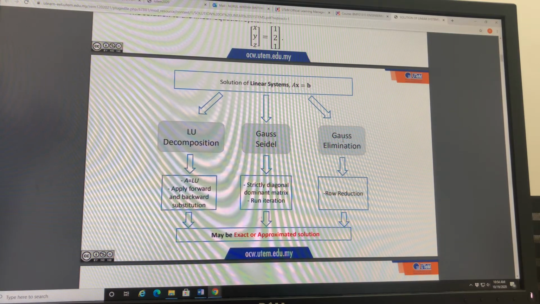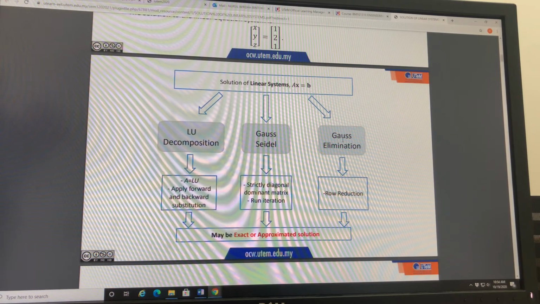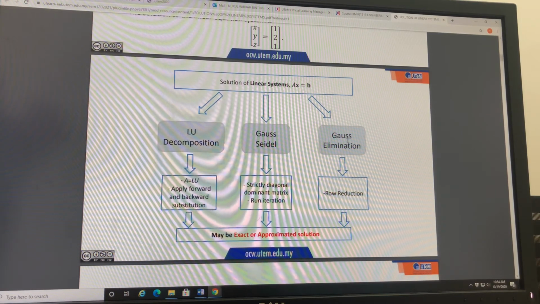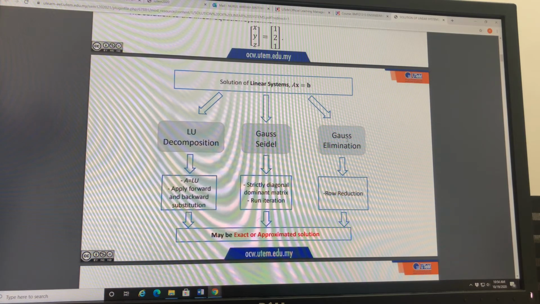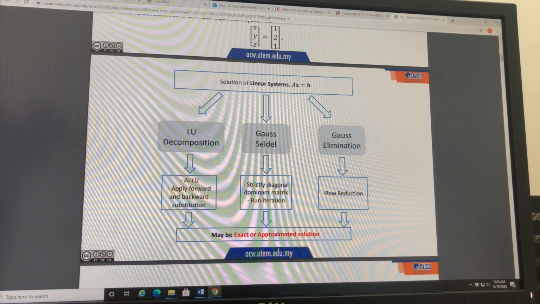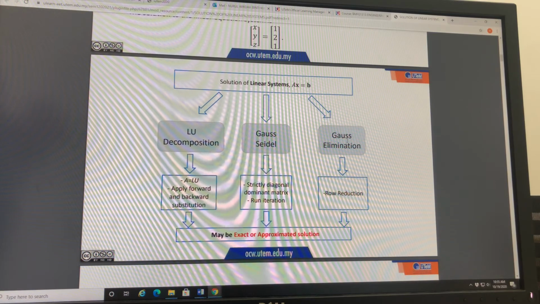For example, if the question asks you to use LU decomposition, but you answer by using Gauss elimination, even though the answer is correct, you will get the same value for X, Y, Z, it's not considered as working. You will get nothing. You don't get any marks because you don't understand the method. Different method, different steps. Make sure you understand it. Maybe at this stage you need to memorize the steps.